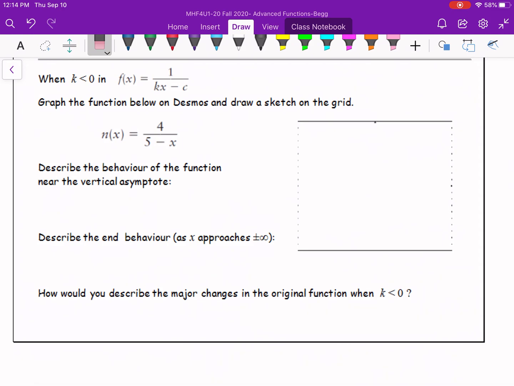When k is less than 0 in f of x equals 1 over kx minus c, graph the function and draw a sketch of the grid. All right, so we're looking for a value where we have, I guess, a negative k value. So let's just start by graphing it and then see where we go from there.